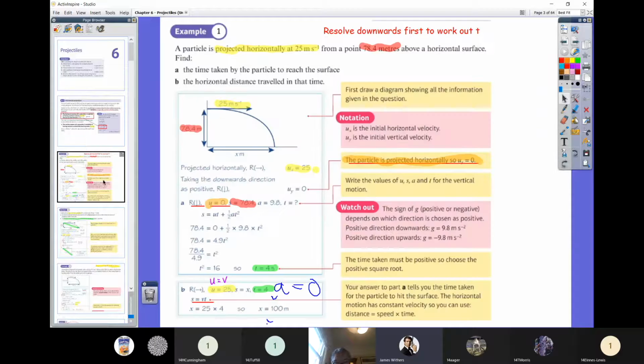So S equals our initial speed, which is our final speed of 25, times 4. Okay, it's 25 times 4. That gives us our 100 meters being our vertical component.